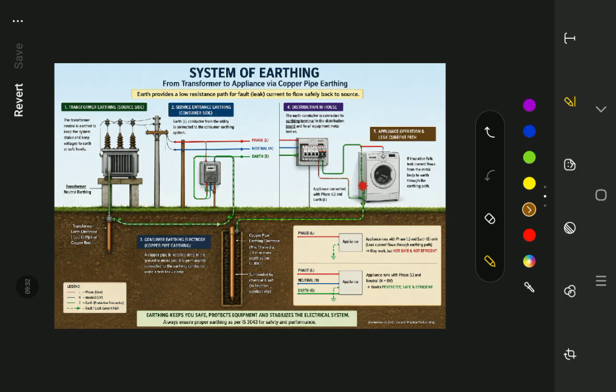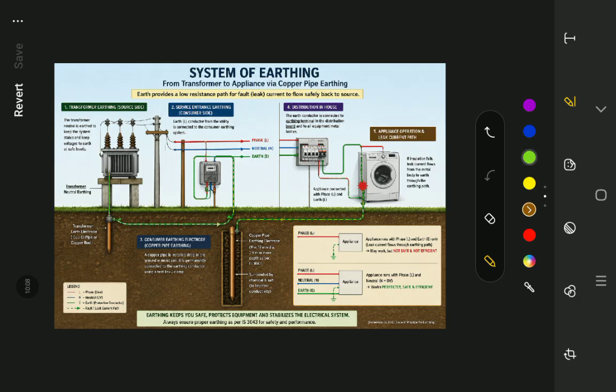So as I said, appliances can run on earth, but it is not efficient and not safe also, because if we use earth to run any appliances, we do not get any path to send the reverse current. But appliances run perfectly and it is safe and efficient if we use phase 220 volt or 415 volt and neutral as 0 volt. So as we can see here, earthing keeps you safe, protects equipment and stabilizes the electrical system.